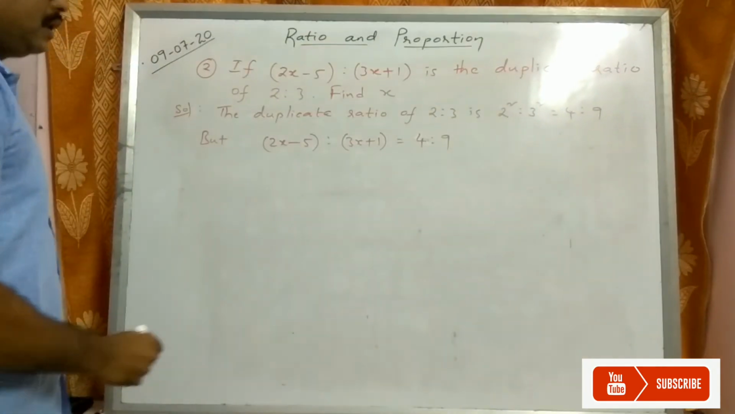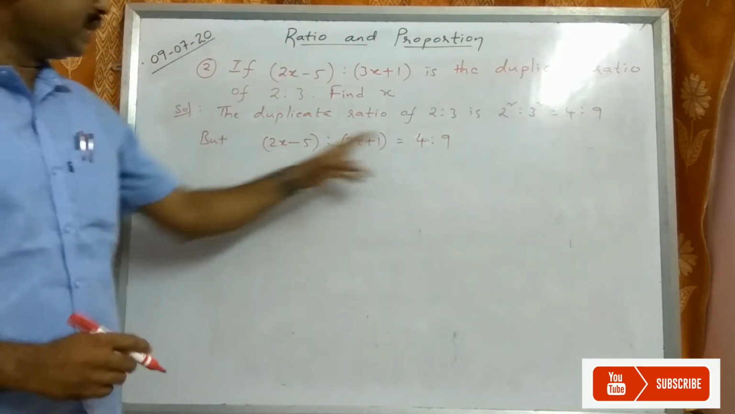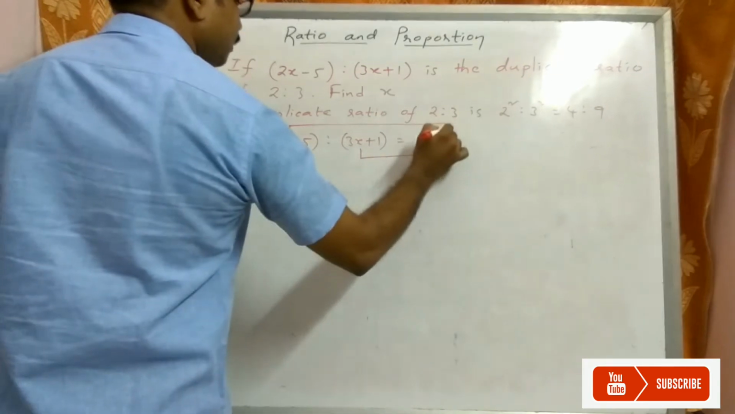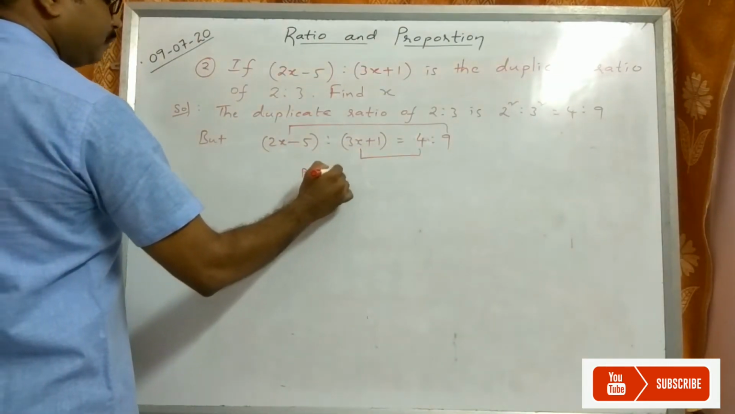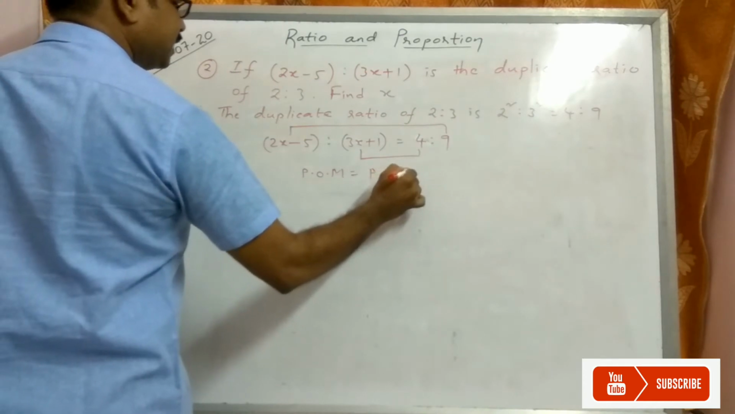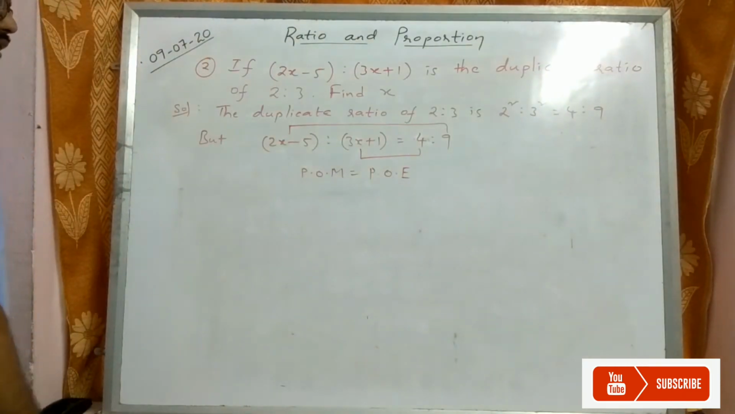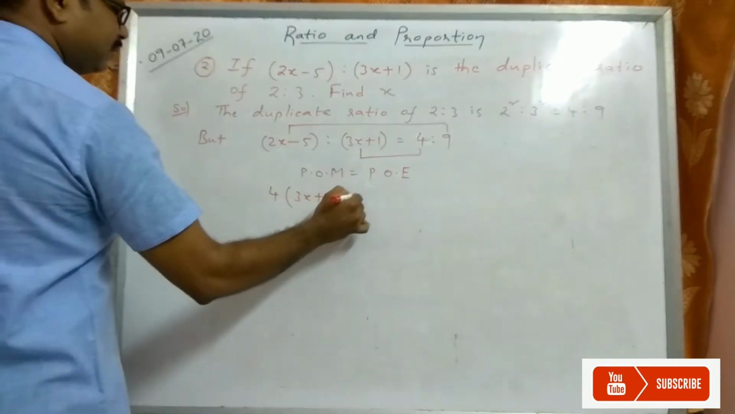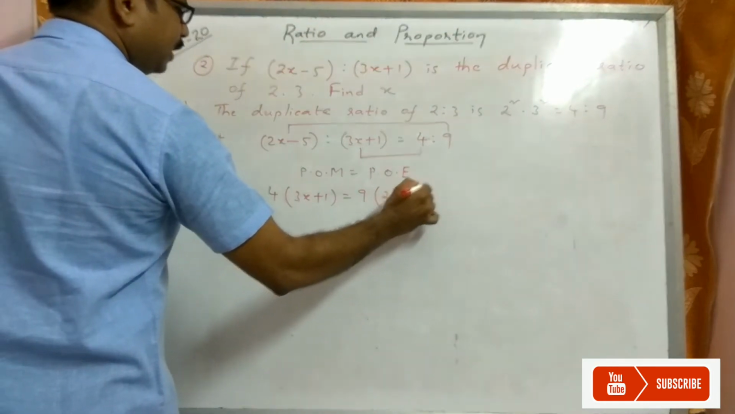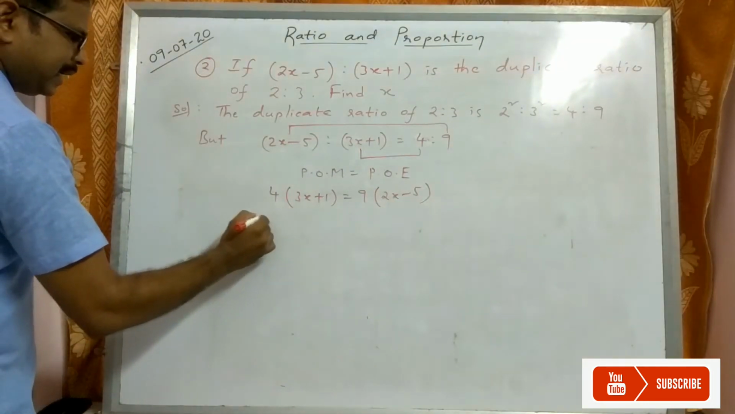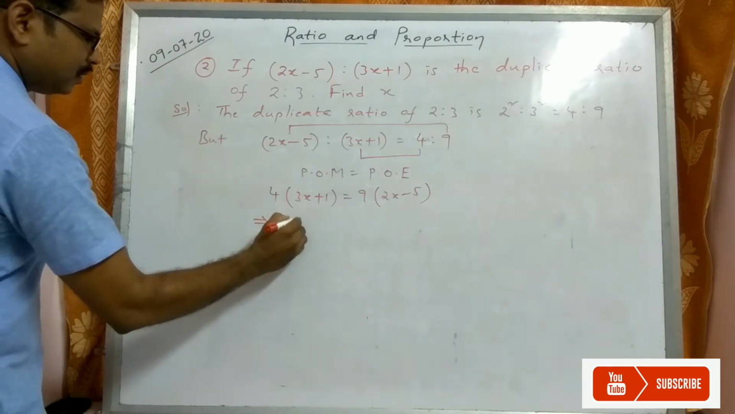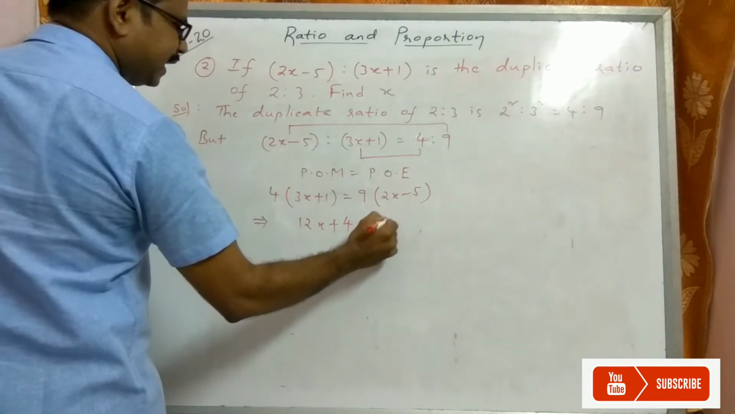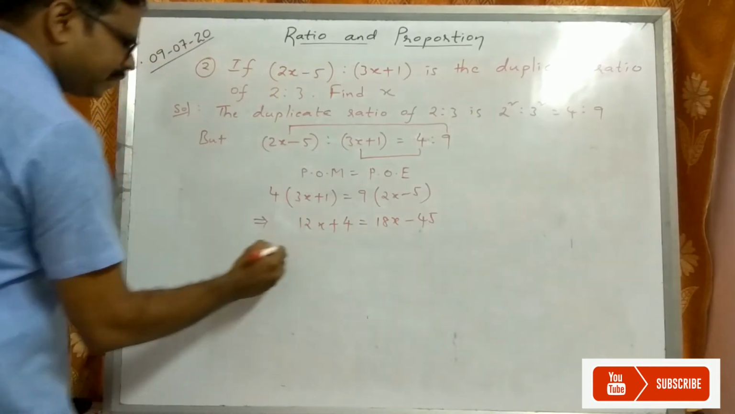Okay. Now, the equality of two ratios is called a proportion. What is the proportionality condition? Product of means equal to product of extremes. So 4 into 3x plus 1 equal to 9 into 2x minus 5. So multiply here. 4 3s are 12x plus 4 equal to 9 2s are 18x minus 9 5s are 45.